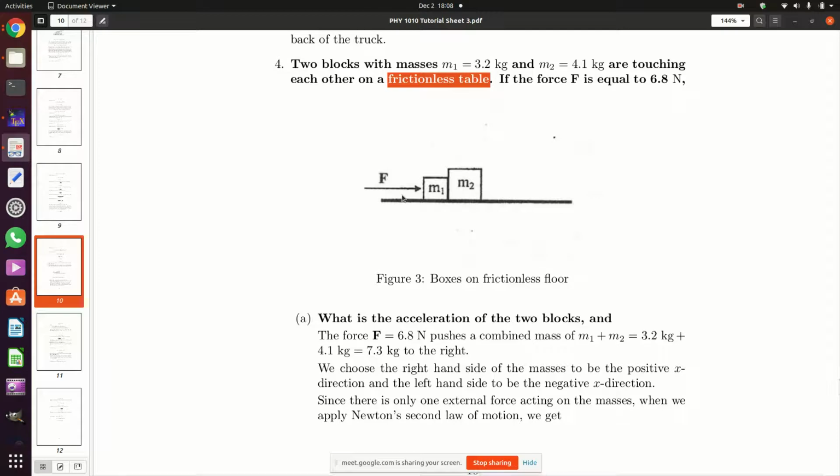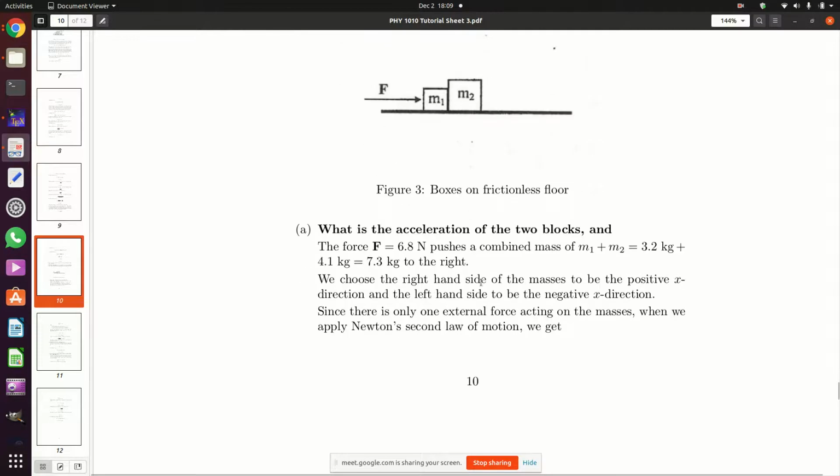Okay, so the acceleration in this case is proportional to the force. So the greater the force, the more acceleration the body is going to undergo. However, the acceleration also depends on the mass, in that the more mass you have, the less acceleration you undergo. Okay, so in this case, since these two bodies are touching, for us to find the acceleration, we need to work out what the total mass of these masses is.